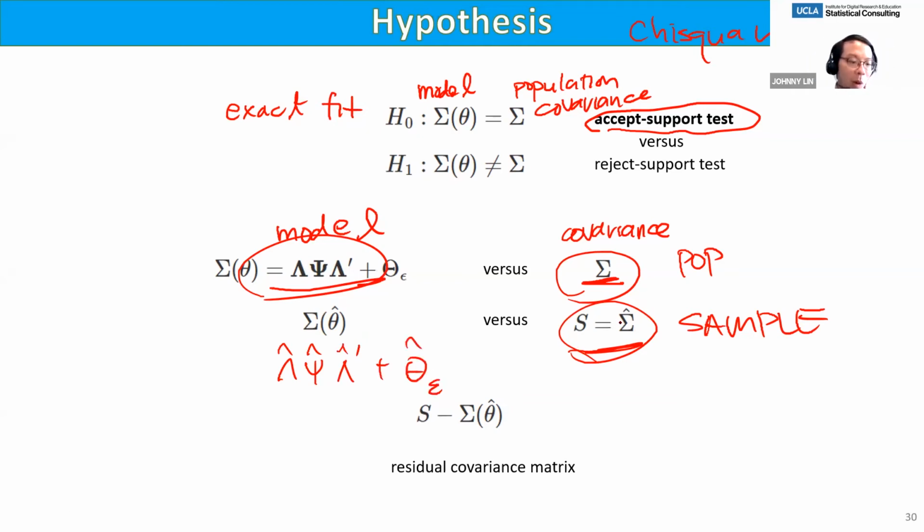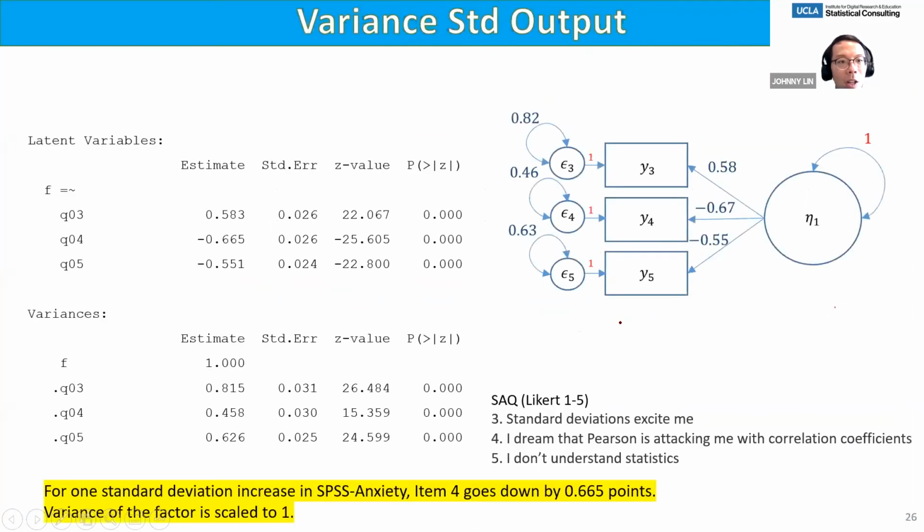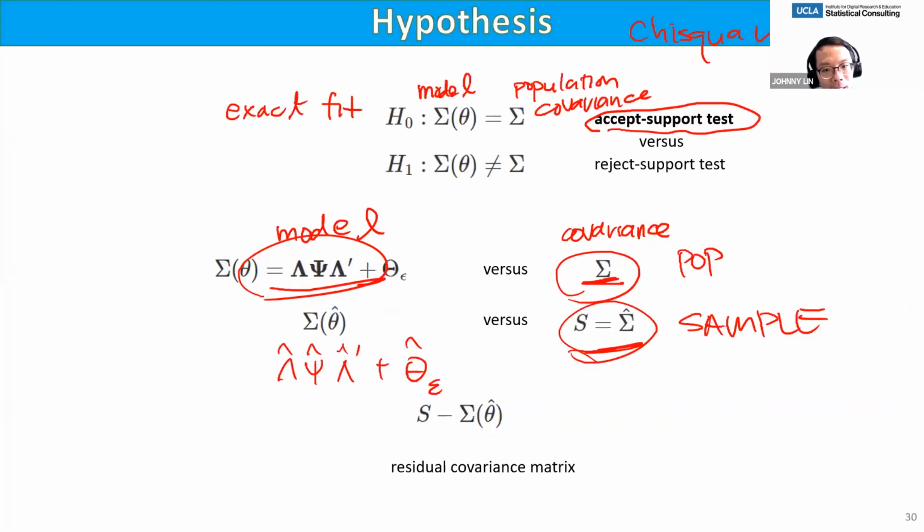What we've seen before were all hats, right? Like all of these were hats, okay? These were all hats because these were all estimated from our sample. Does that make sense? Those loadings are hats. Those residual covariances are hats. What is the point of that? Well, this allows us to create what we call the residual covariance matrix. And don't confuse that with this residual covariance matrix, okay? What this is saying is this is the sample covariance matrix minus the model implied estimated covariance matrix.